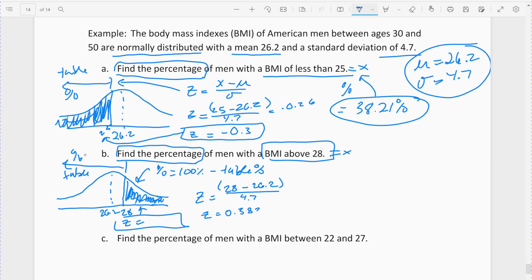0.38297. Remember, we round to one decimal place because that's what our table has, and so we're going to round this up to 0.4. So my z-score that I'm going to look up my value on my table, which is not my answer, but it's the value I'm going to look up on my table, is 0.4.